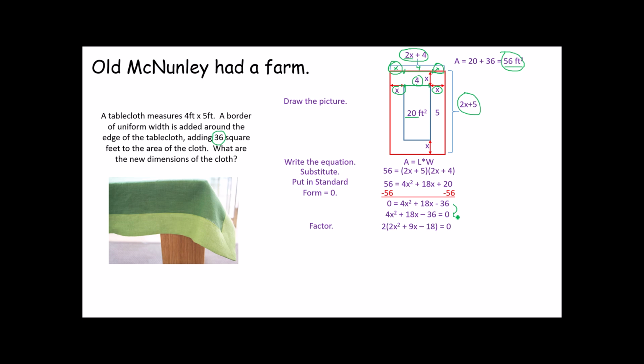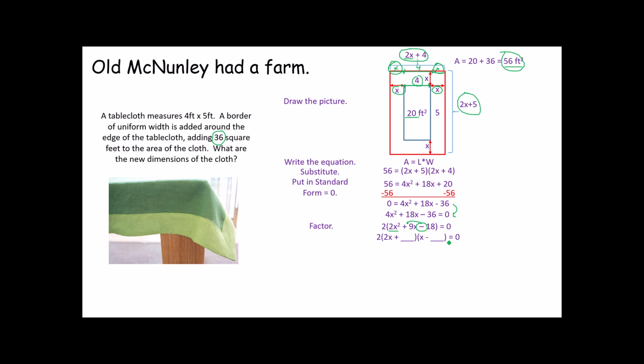Always take out your GCF first. If you forgot to take out the GCF, you need to make that a habit. Always look for it. At this point, we know the only way to get 2x squared is to use a 2x and a 1x. We also know that our signs are going to be different, and we can see that we're going to end up with a positive center number.